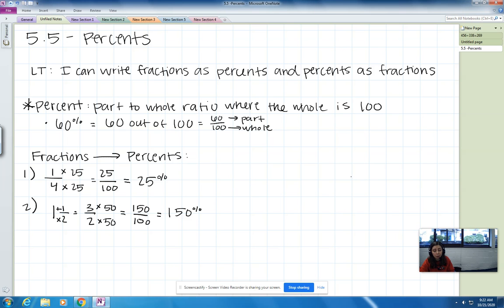And it makes sense that our percent would be above 100 because our original fraction was more than 1, more than a whole. Okay, now that we've discussed that, let's talk about how we can convert a percent to a fraction instead.